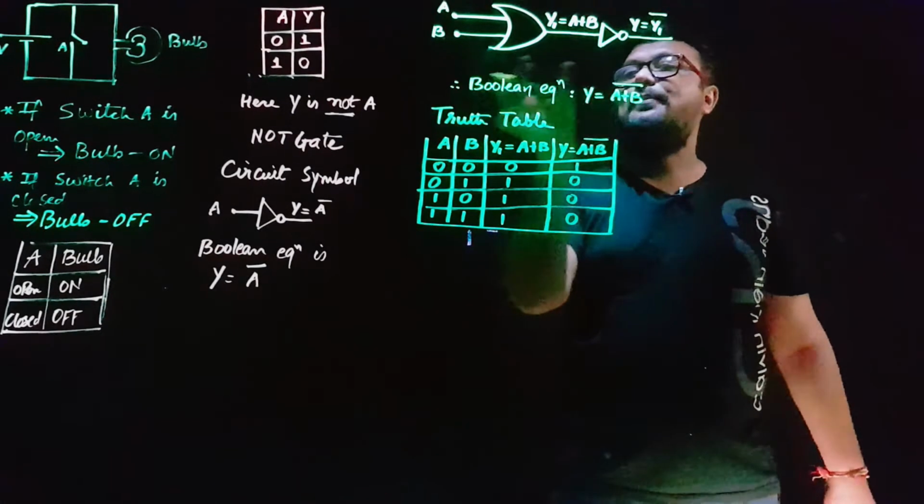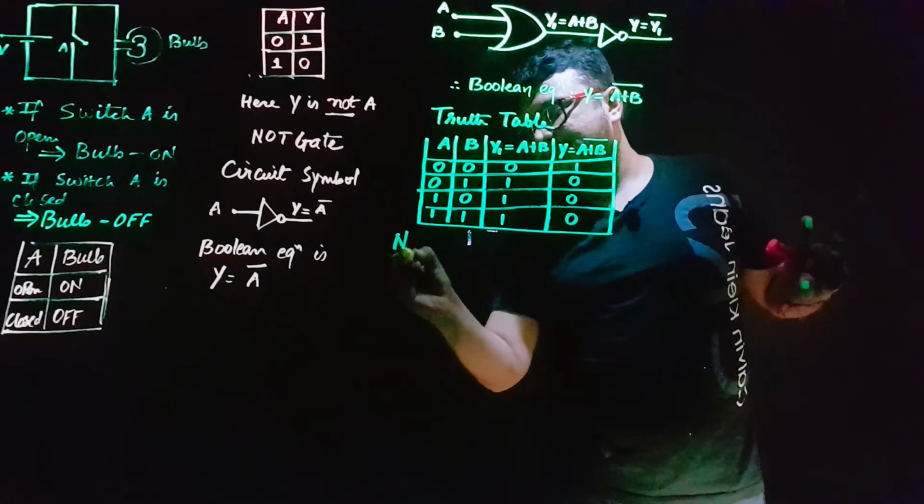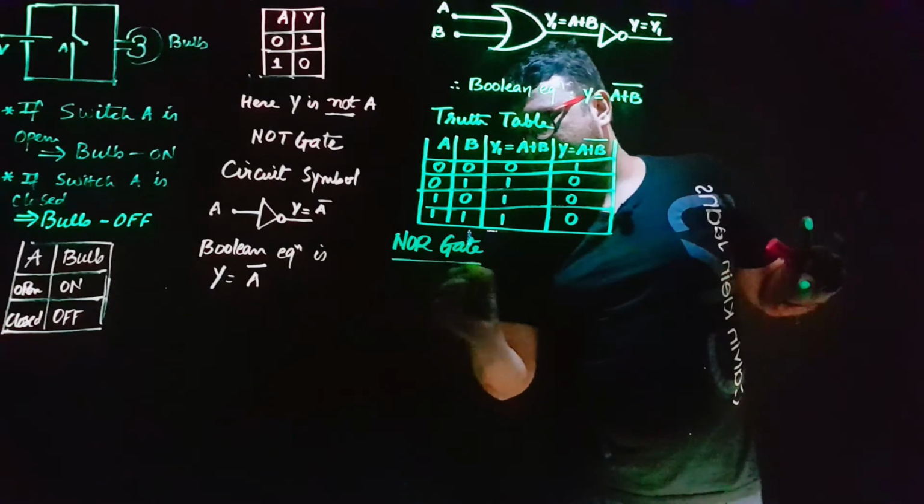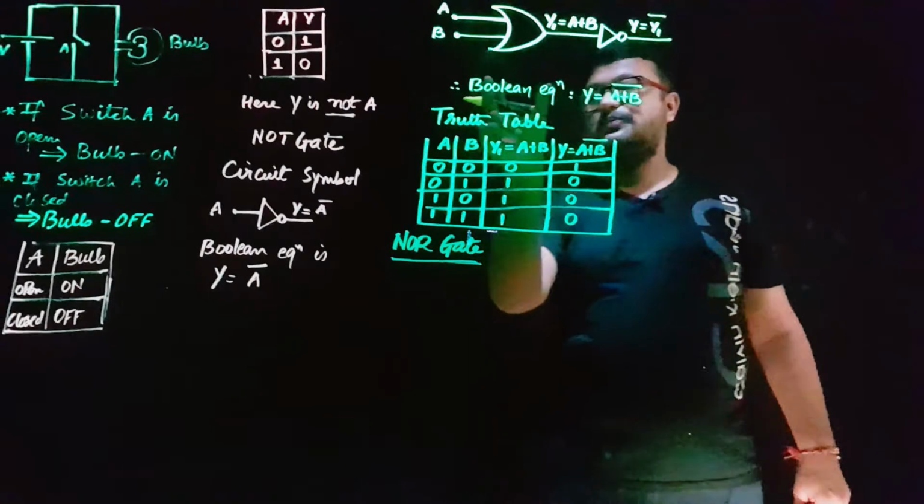So this is OR and NOT. So this kind of gate was given the name NOR gate. NOT of OR, that is NOR gate. Clear? So this is its truth table, this is its Boolean equation.